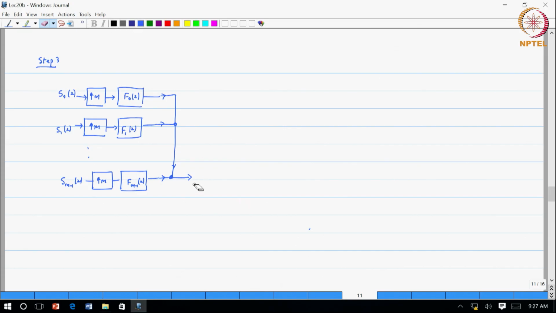So, this effectively is your S of n, the combined signal, or if you want to represent it in terms of Z transform, this is S of Z. So, S of Z is F0 of Z times S0 of Z raised to the power M, plus F1 of Z times S1 of Z raised to the power M, and so on, plus F M minus 1 of Z times S M minus 1 of Z raised to the power M.